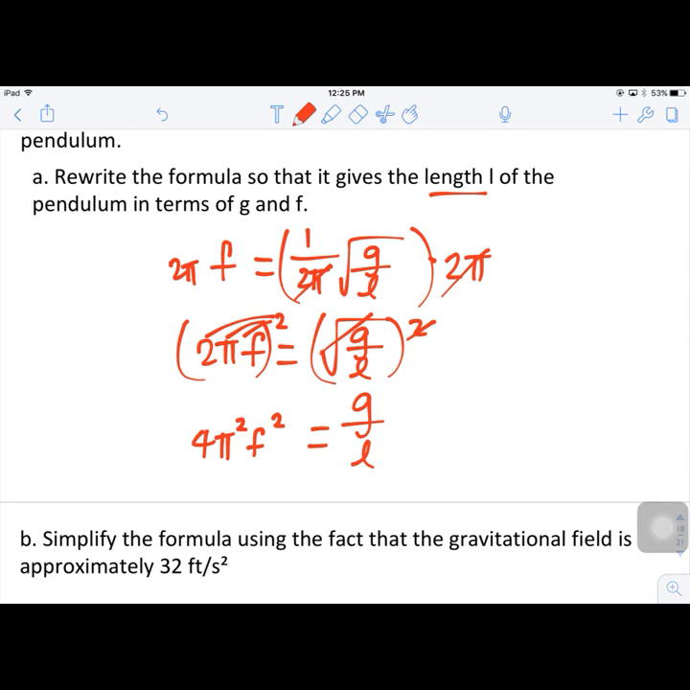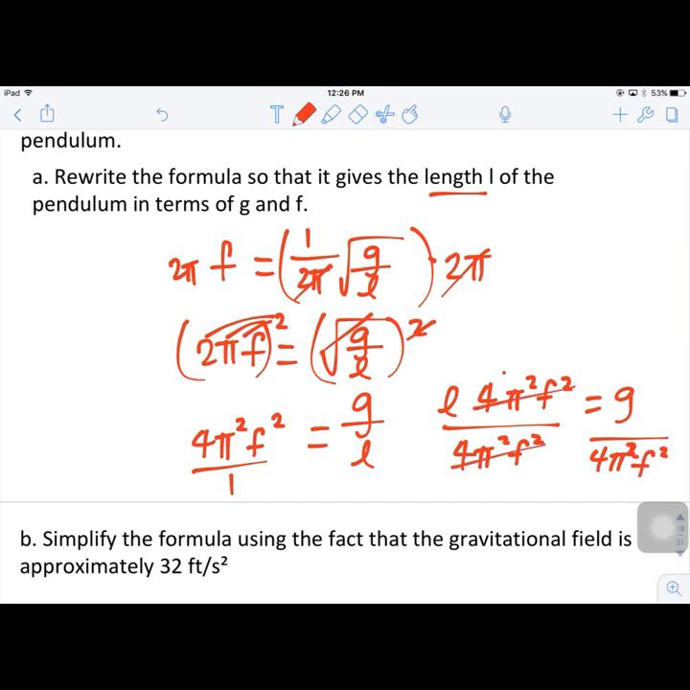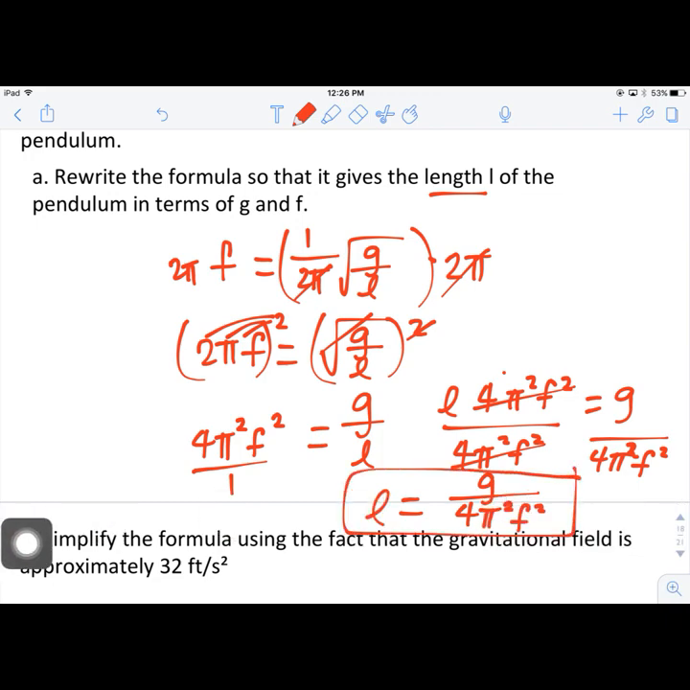And we can actually put a 1 underneath and cross multiply both sides. So we will have L times 4 pi squared f squared equals g. And we want to move 4 pi squared f squared to the other side so that L can be by itself. So by doing that, I have L is equal to g over 4 pi squared f squared, and that is L as a function of g and f.